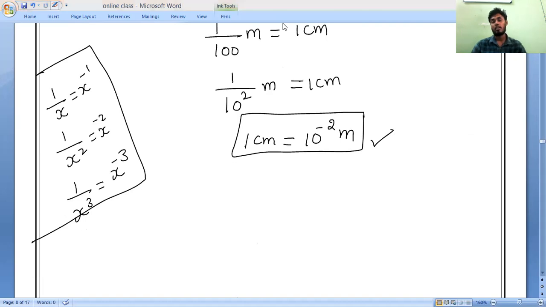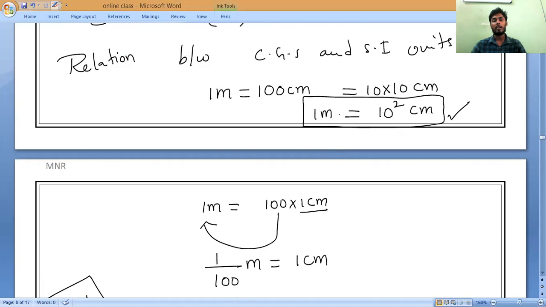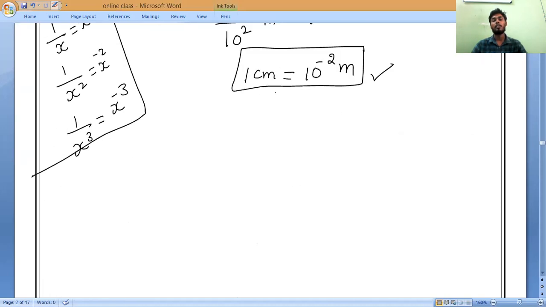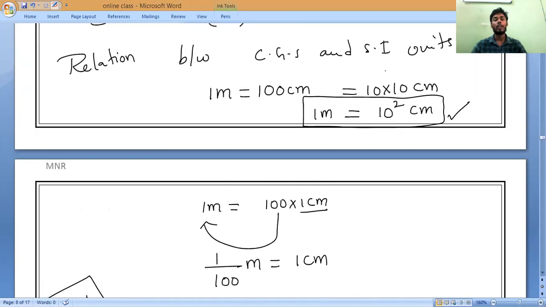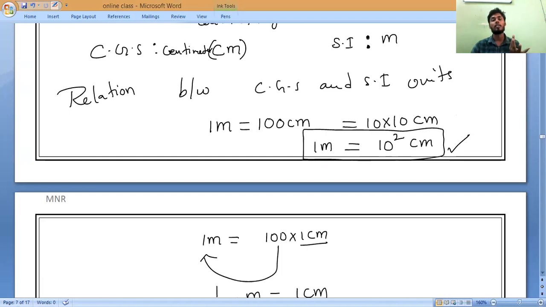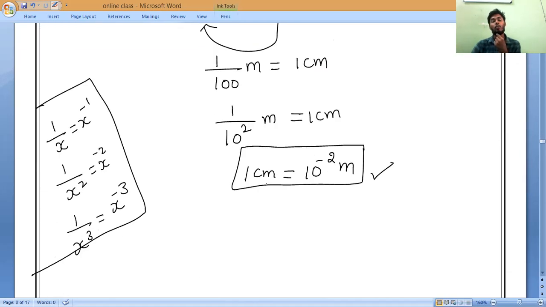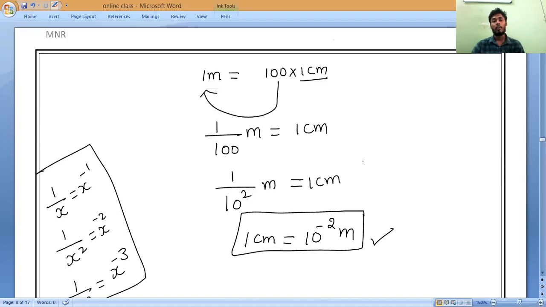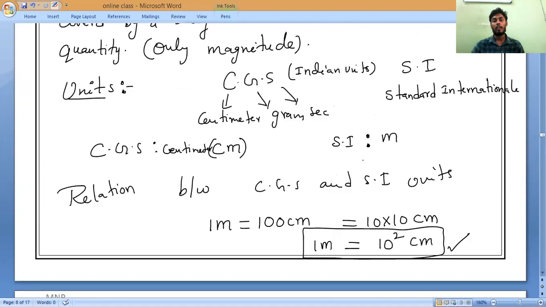Please all of you write it. The relationship between meter and centimeter. How to read this? You have to speak, then you can understand. 1 meter is equal to 10 power 2 centimeter. Same way, 1 centimeter is equal to what, guys? 10 power minus 2 meters. So clearly you have to solve it.